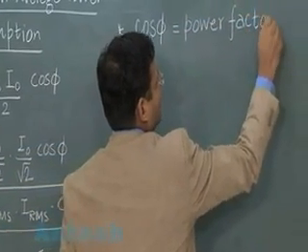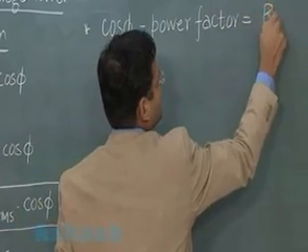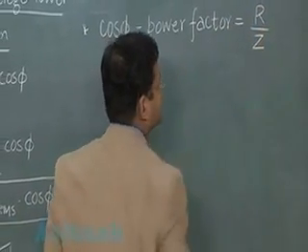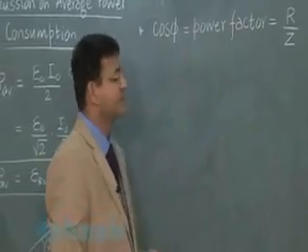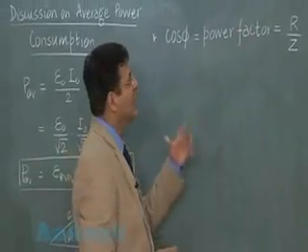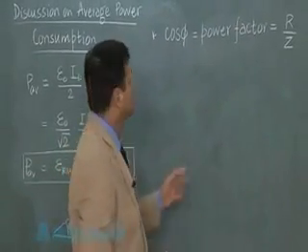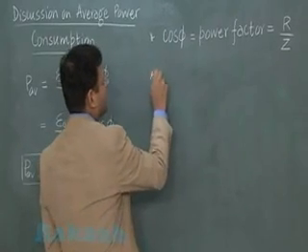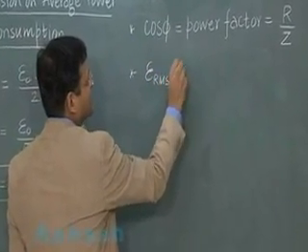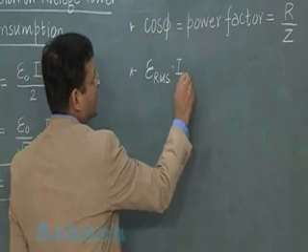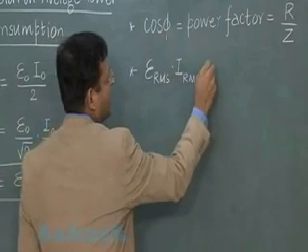This is called power factor, and this is equal to R by Z. From the impedance triangle, I am getting the expression of cos phi as R by Z. Here, the term you have got, ERMS into IRMS, this is called apparent power.